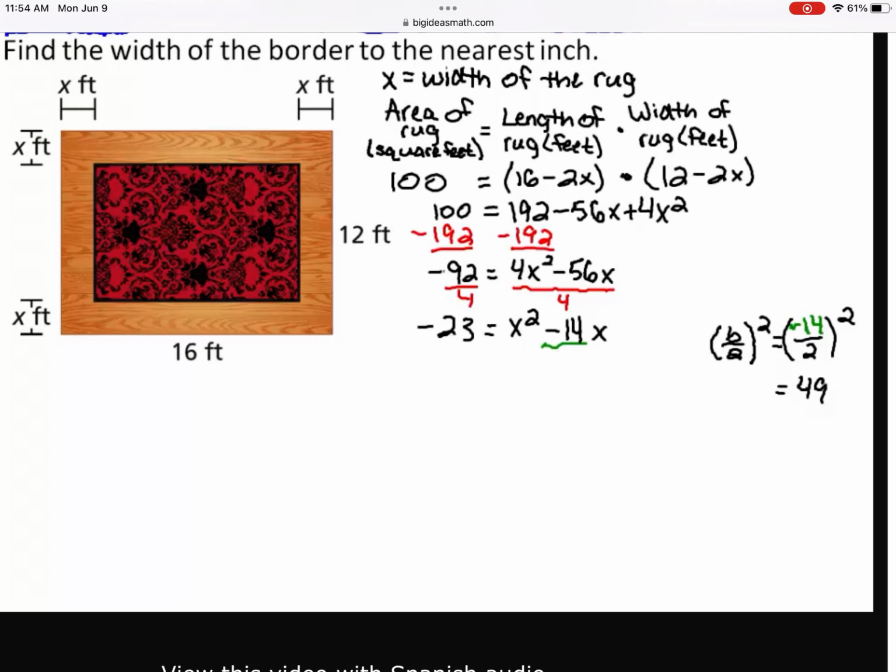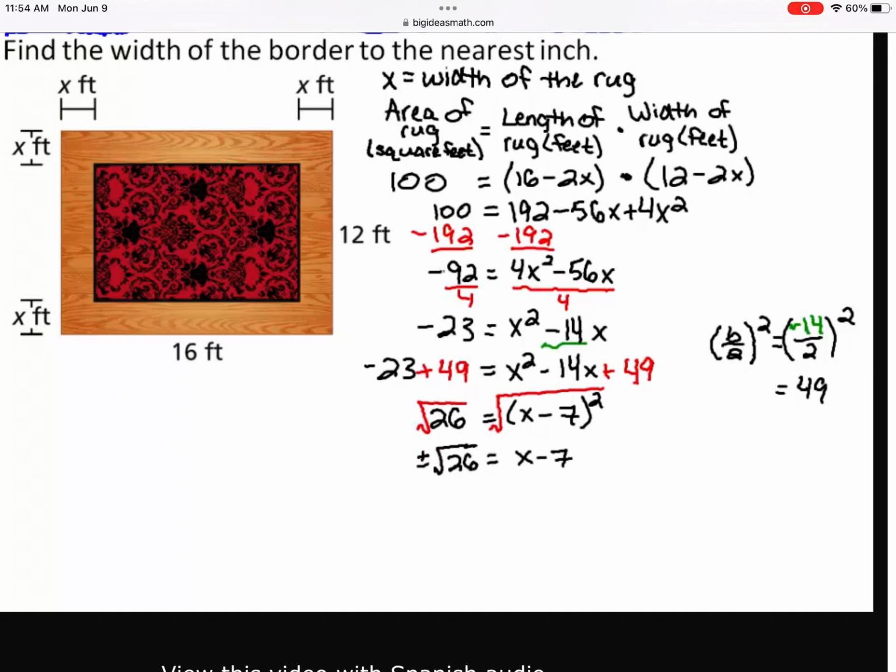So to complete the square, add 49 to each side. Negative 23 plus 49 simplifies to 26. And x squared minus 14x plus 49 is a perfect square trinomial, and factors as the quantity x minus 7 squared. Now you want to take the square root of each side, giving you the positive or negative square root of 26 equals x minus 7. Then add 7 to each side, leaving you with 7 plus or minus the square root of 26 equals x.